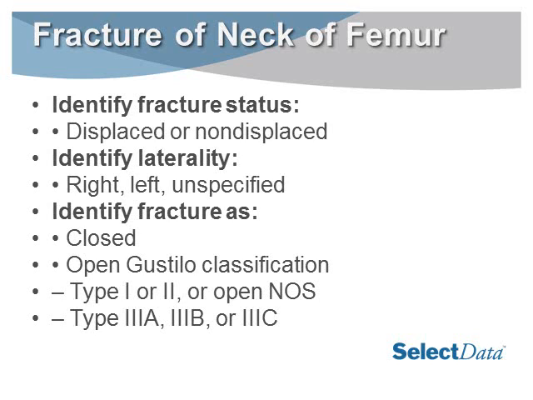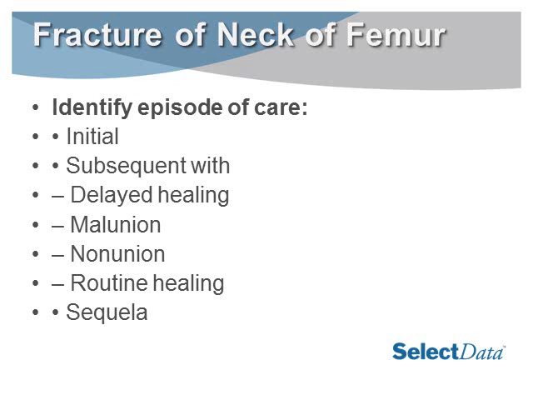As we stated before, with fracture status, you need to know if it's displaced or non-displaced. Laterality, obviously we would never use unspecified. You know what hip they fractured, they know what hip they fractured. But you must identify the fracture, whether it's closed, and if it's open, it's the classification type 1 or type 2, type 3A, 3B, or 3C, or whether it's just an open fracture and you don't know the classification.